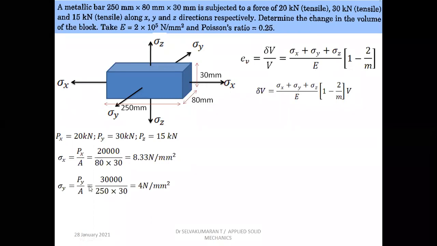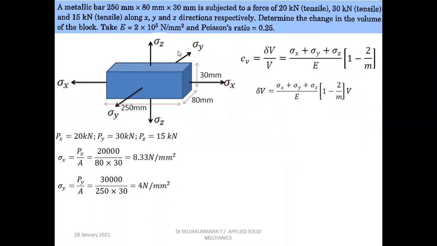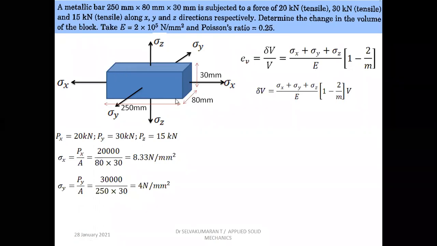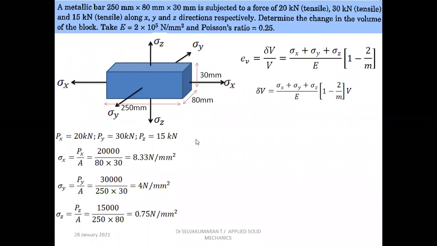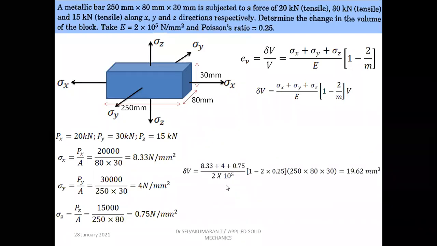And the stress in y direction: load in y direction, Py, is 30 kilonewton divided by the area, so this area 250 into 30. So you get the stress in y direction as 4 Newton per mm square. And the stress in z direction is equal to the load in z direction, 15,000 Newton, divided by this area. 250 into 80 is the normal surface. So you get 0.75 Newton per mm square.